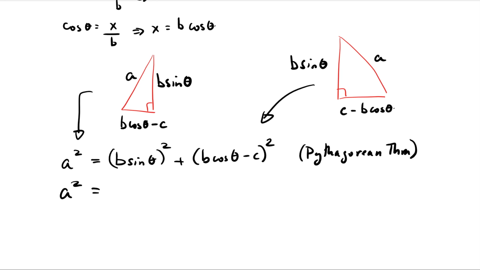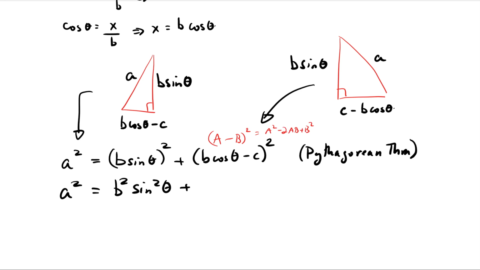So I get a squared is b squared sine squared. So by squaring everything, here I'm going to use the fact that this is of the form a minus b squared. So it's going to end up being a squared minus 2ab plus b squared. So I'm going to do that.